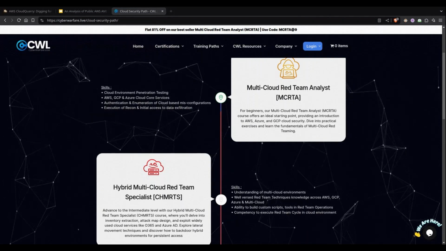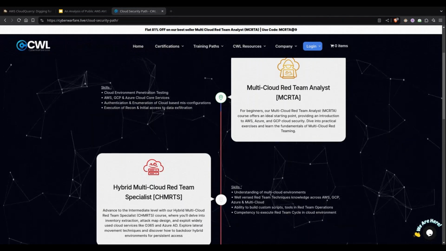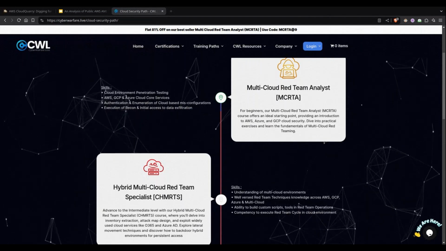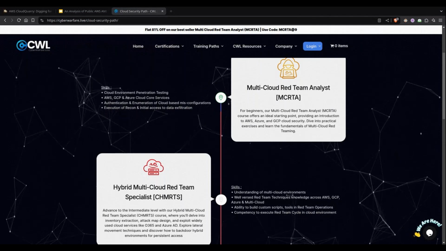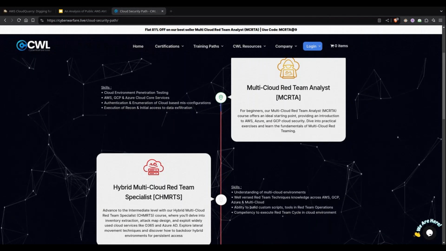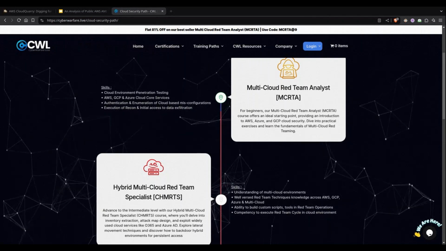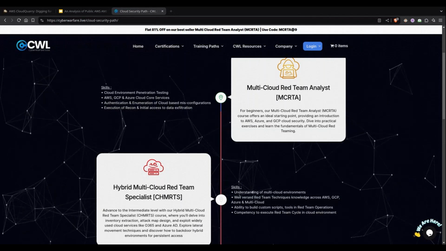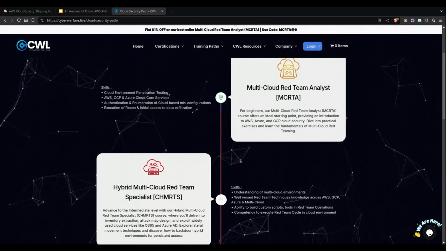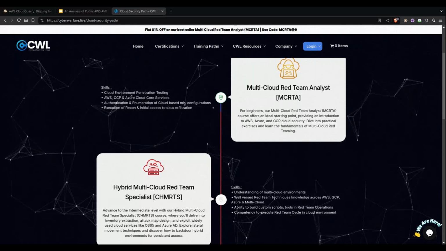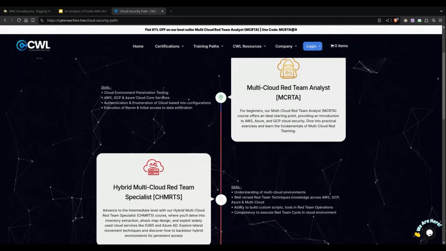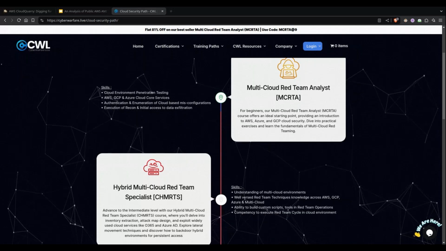Yes, this is with respect to cloud security, and we have all these pathways for cloud security. Do we have any plans to do Azure red teaming? I cannot say much, but we are working on that, and you can expect something on Azure. Thank you for the suggestion, and I'll pass it on to the team. Any discount on the AWS and CHMRTS? Not sure about now, but keep your eyes open. We might have discounts. I'm not sure, but we'll see what we can do.